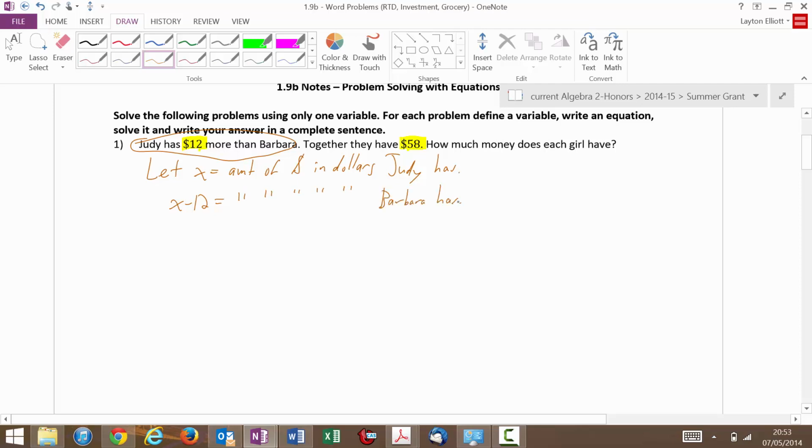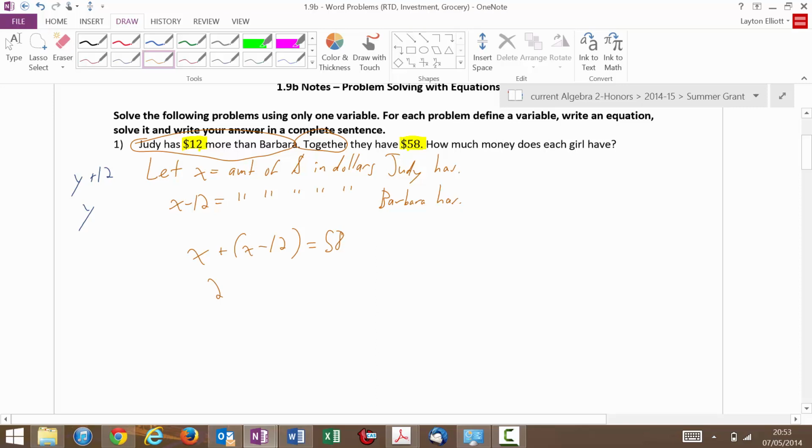This is obviously not the only way to do this, because I could say a different variable, let y be the amount of money that Barbara has, and then y plus 12 could be the amount of money that Judy has. Either way is fine. I just started it this way. It says together they have $58. Together is an addition thing. That means something plus something else. So the amount of money that Judy has plus the amount of money that Barbara has, together they're going to have $58. We can go through and solve that.